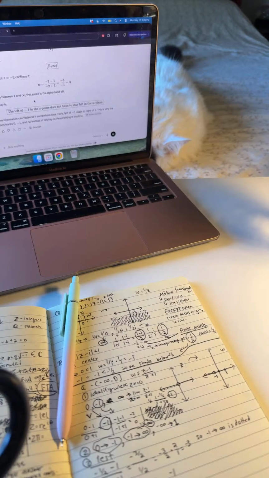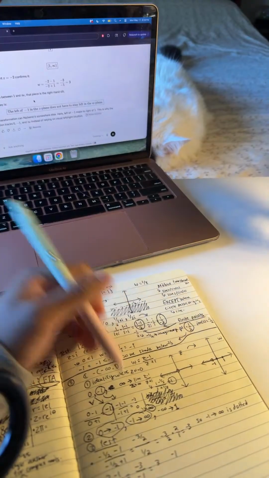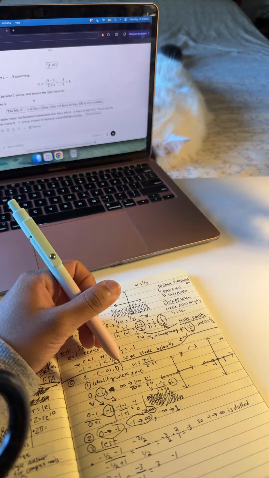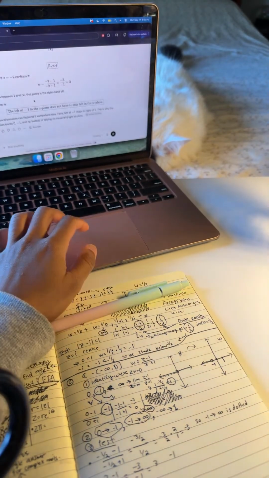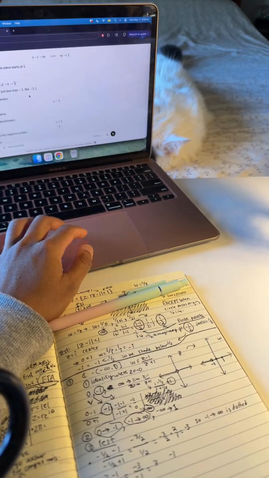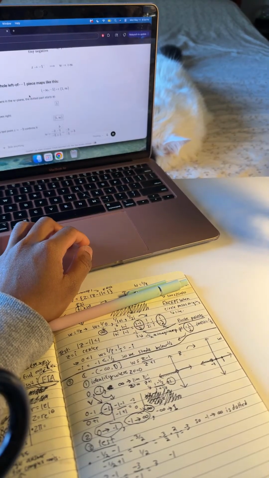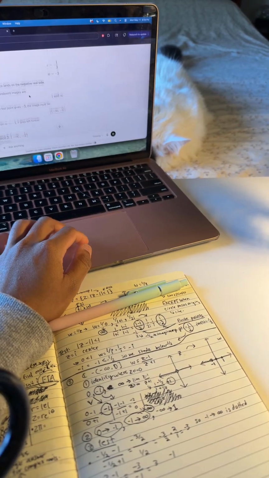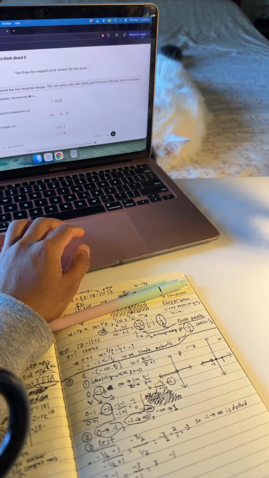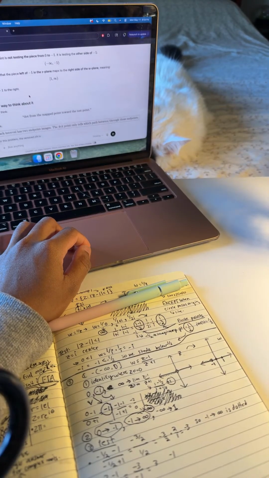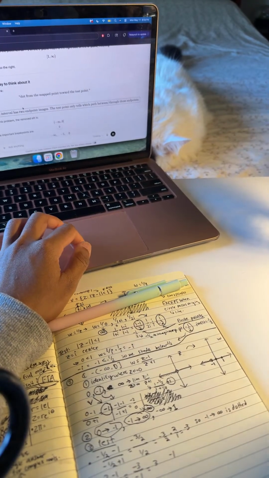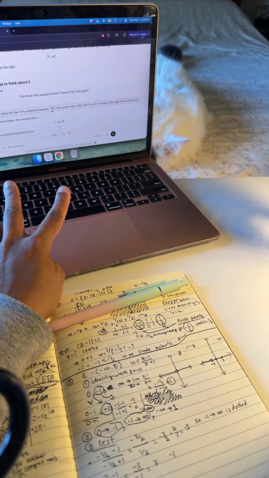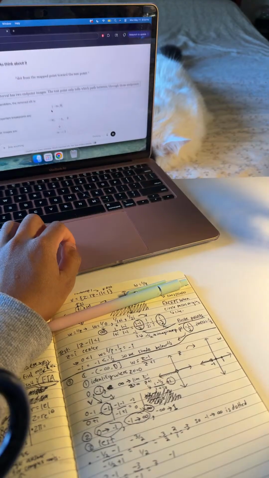This is just problem 5. Like, I didn't even do any questions this whole stream except this one, and I spent 1 hour on this. When do you take the limit though? The limit goes... each interval has two endpoint images. The test point only tells which path between those three endpoints.